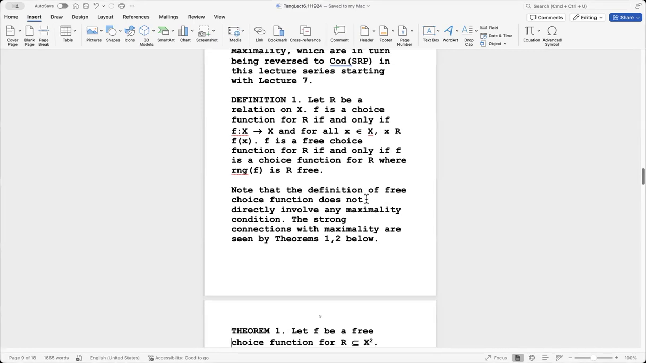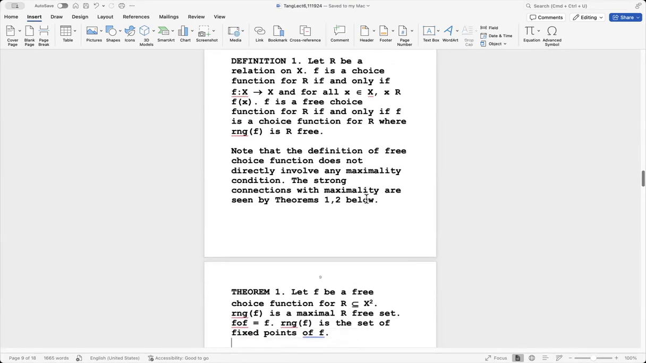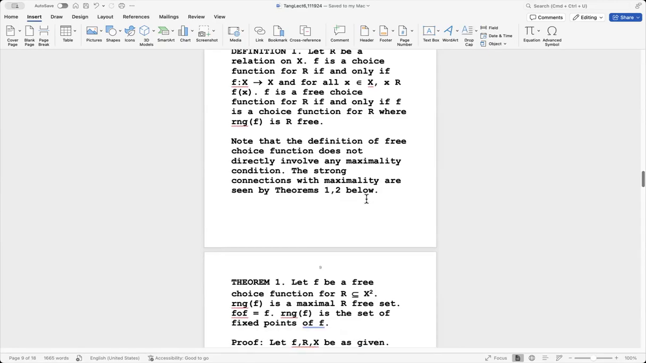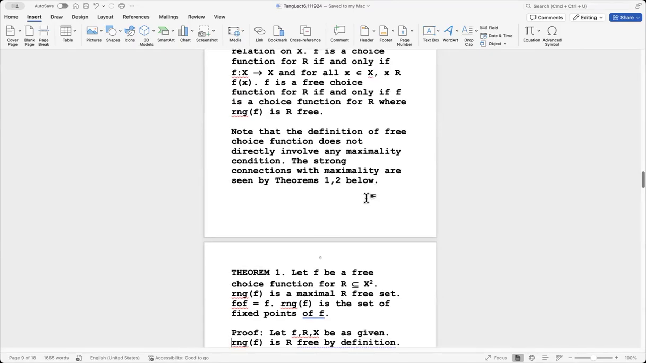Note the definition of free choice function does not directly involve any maximality condition. It may be somewhat surprising, but there's an implicit maximality you can derive in here without talking about it. The strong connections with maximality are seen by theorems 1 and 2. So there are some interesting facts about free choice functions and also their relation to maximal free sets.